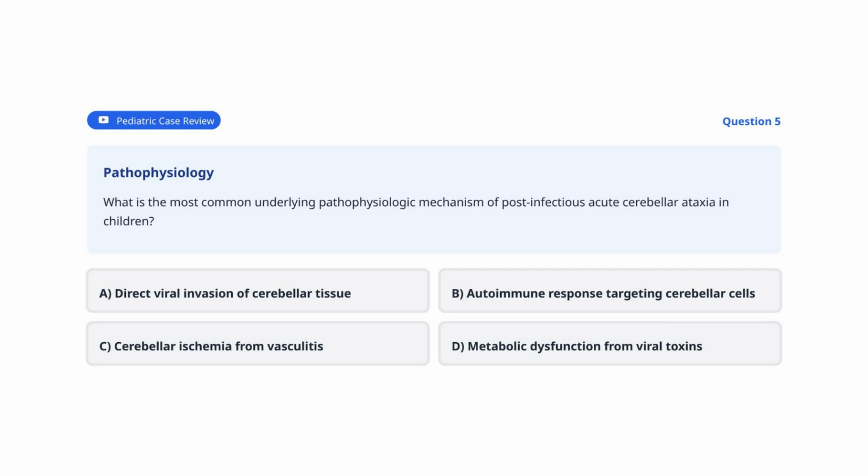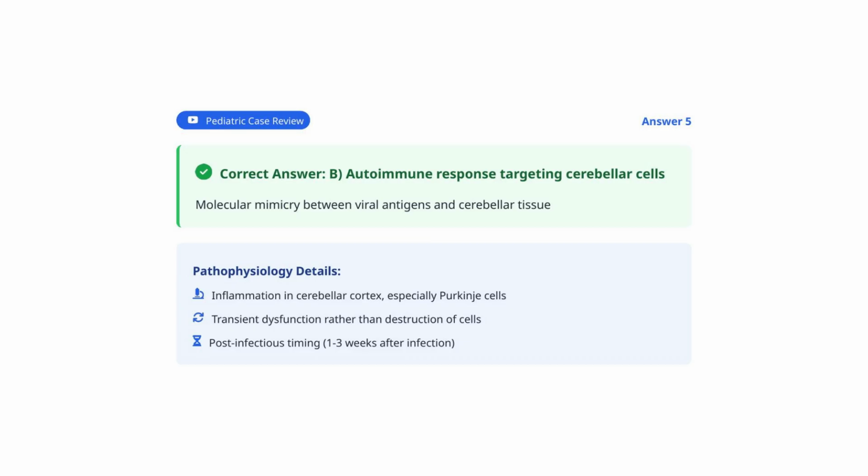What is the most common underlying pathophysiologic mechanism of post-infectious acute cerebellar ataxia in children? Is it A. Direct viral invasion of cerebellar tissue, B. Autoimmune response targeting cerebellar cells, C. Cerebellar ischemia from vasculitis, or D. Metabolic dysfunction from viral toxins? The correct answer is B.